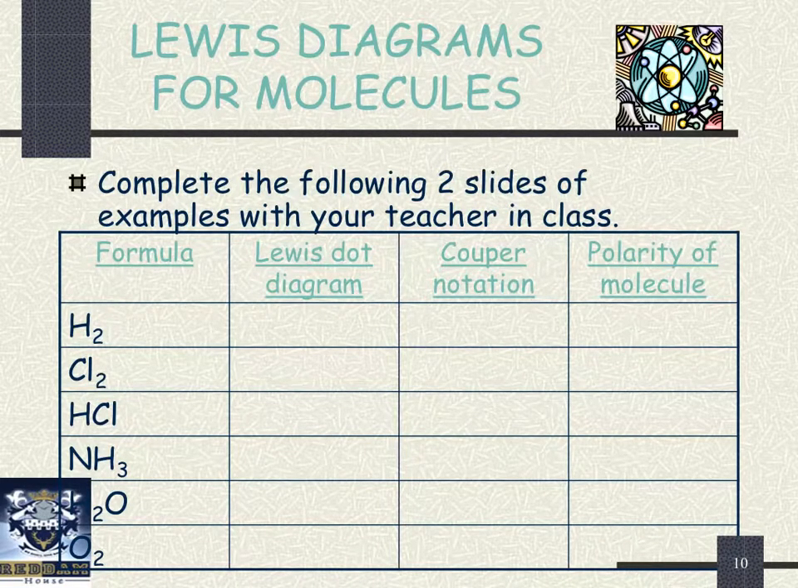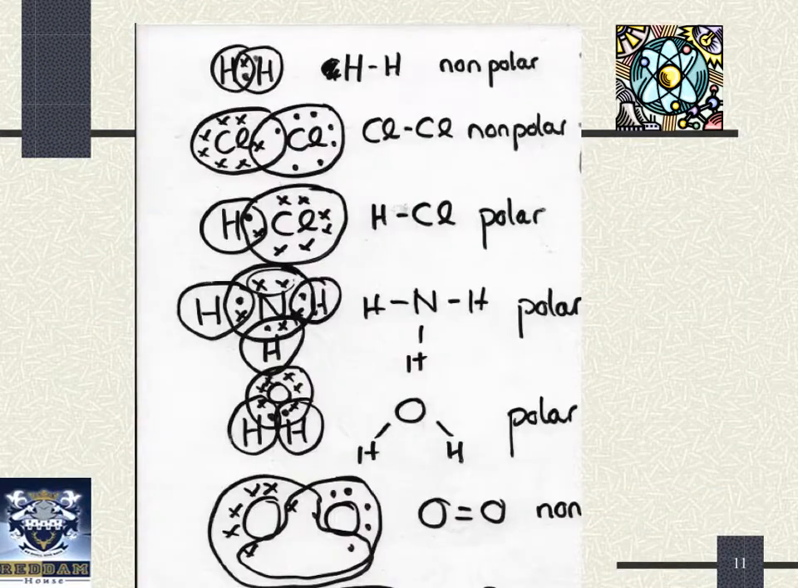So if I carry on looking at these diagrams, hydrogen shares 1 pair, 2 nonmetals, so it's a covalent bond, and because of the equal electronegativity, it is a non-polar covalent bond. Chlorine and chlorine have the same electronegativity, 2 nonmetals, non-polar covalent. Hydrogen and chlorine have different electronegativities, so it's hydrogen and chlorine, polar bond.